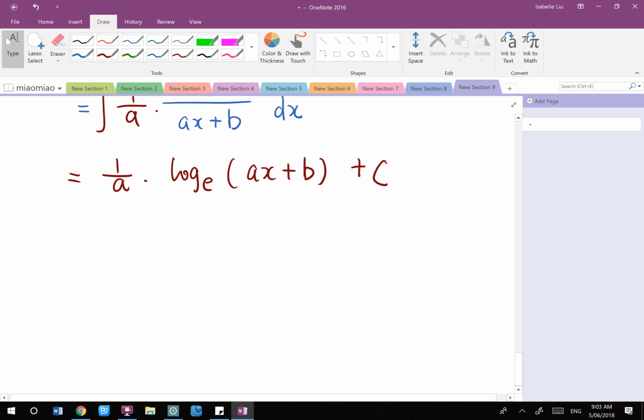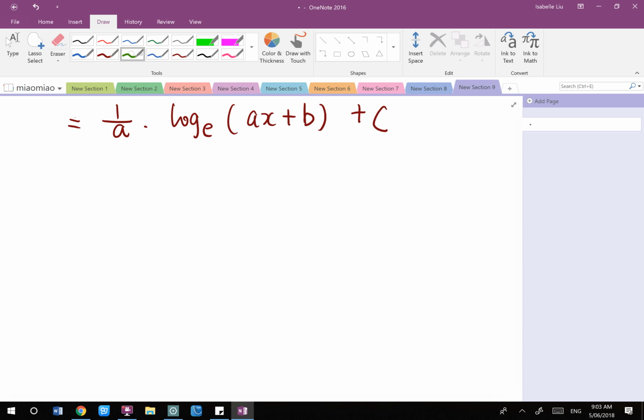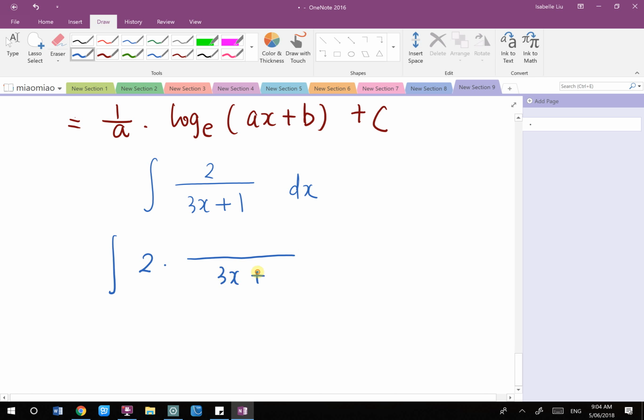So, for example, let's do an example. Integral of 2 over 3x plus 1 dx. I know that must be the log because it's a linear at the bottom and it's a linear to the power of minus one. First of all, I need to know what I'm aiming for. I'm aiming for a log function. The two doesn't help that much, so I can leave the two there. And it's a 1 over 3x plus 1.